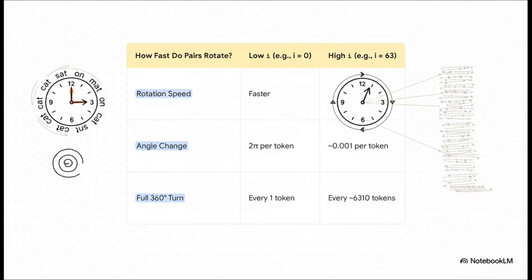And this table just shows you how wild that difference is. The pairs with a low index number, those are our fast spinners. They do a full 360-degree turn for every single token. That makes them perfect for figuring out the relationship between words that are right next to each other. But then you have the high index pairs, the slow spinners. Man, these things take over 6,000 tokens to make one full rotation. They're designed to capture those long-range connections, the ideas that link paragraphs or even whole pages together.